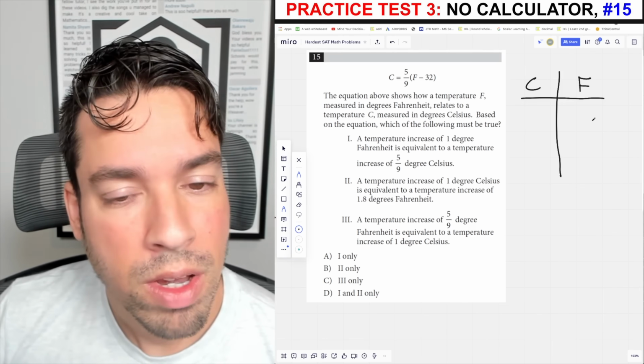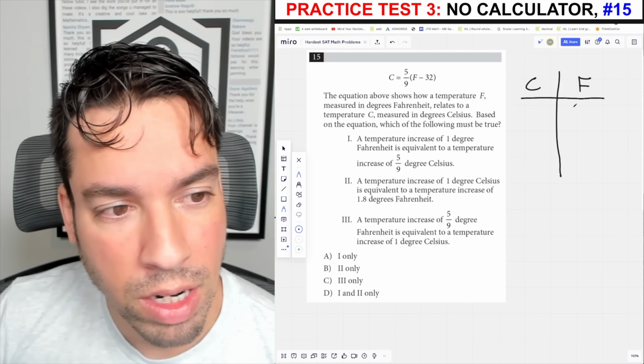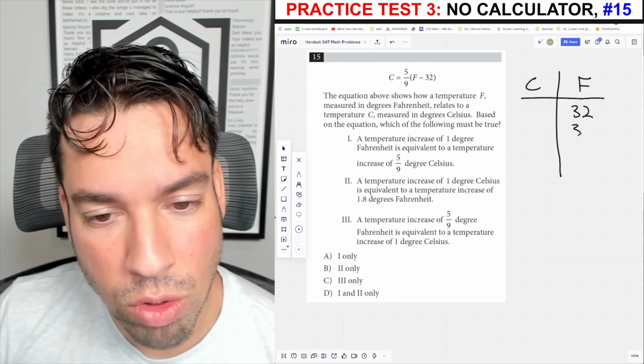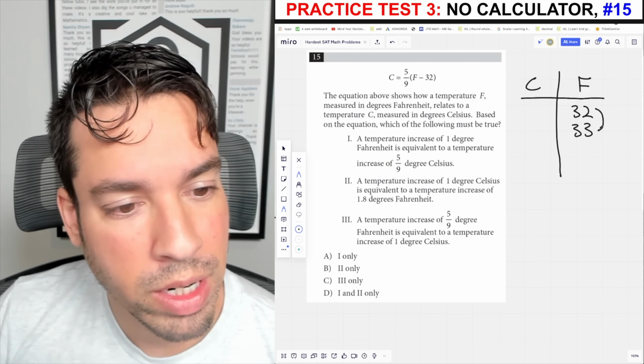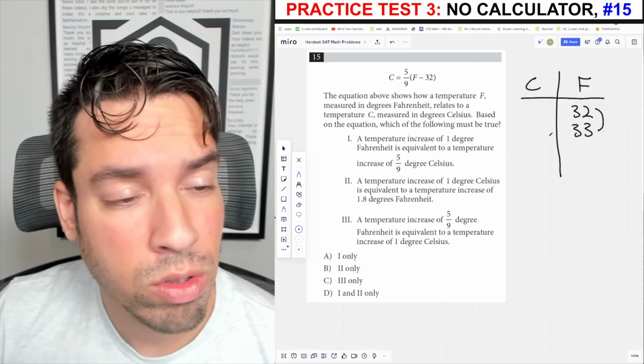All right, well, let's try it. I'm going to choose two really easy values of Fahrenheit. I'm going to choose 32, and then I'm going to choose it going to 33. That's a 1 degree increase in Fahrenheit. Let's see if Celsius goes up by 5/9.